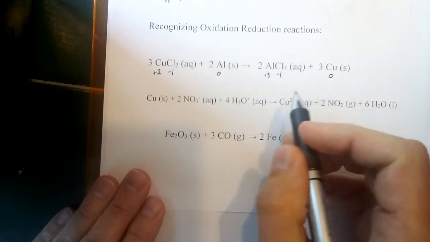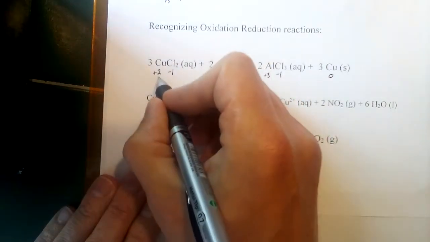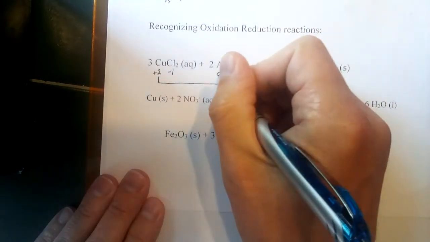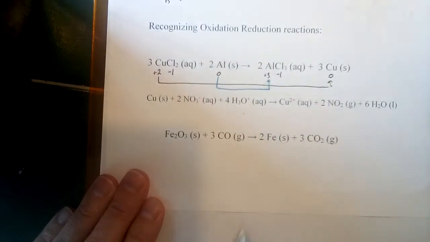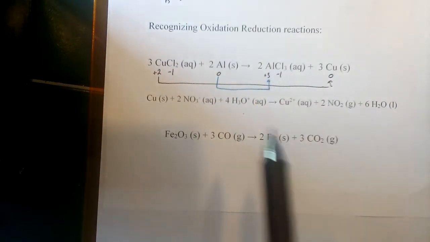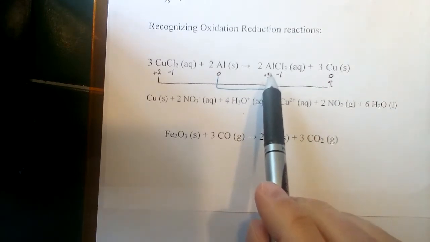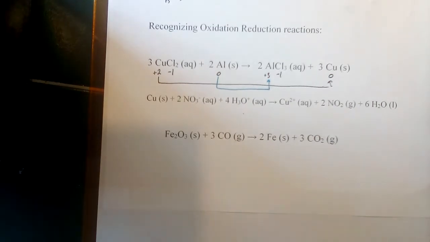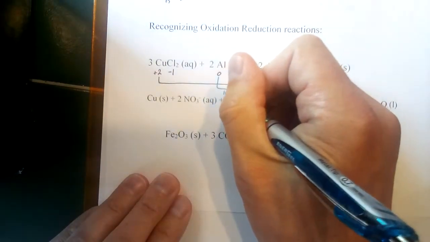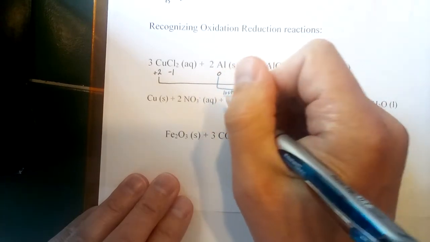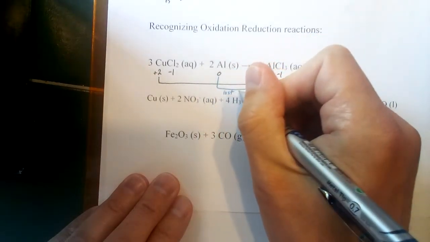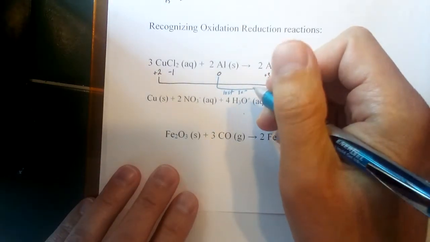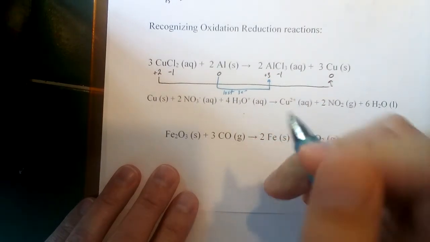So what we're looking for here are changes. Copper was +2 and it went to 0, and aluminum was 0 and it went to +3. Right? Now 0 to +3 is getting more positive. If you're getting more positive, that means you're losing electrons. So aluminum lost, and I'm going to do it by each aluminum here, each aluminum lost 3 electrons in this process. But losing electrons, that is reduction. Right? Remember, no, that's oxidation.